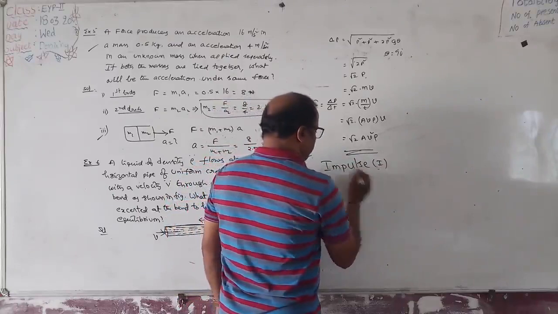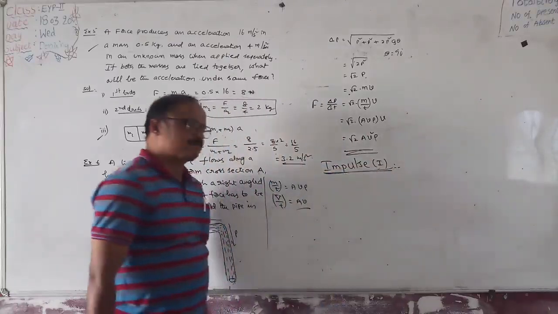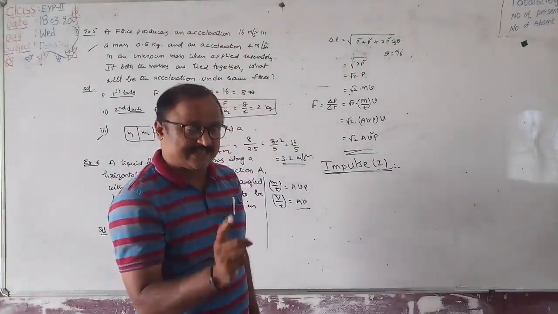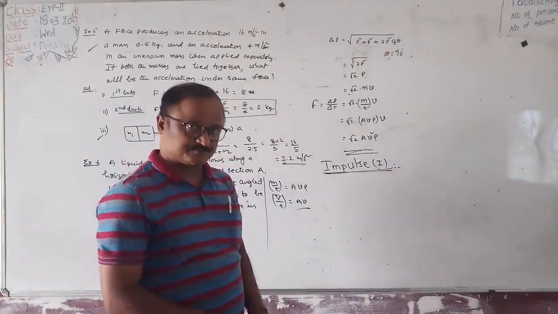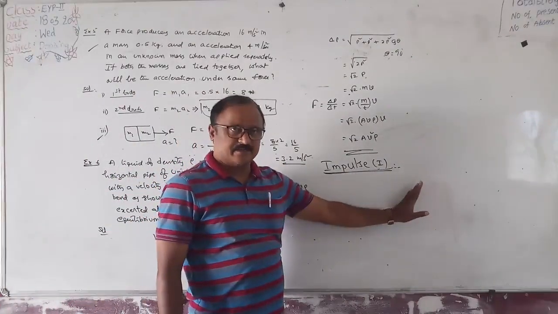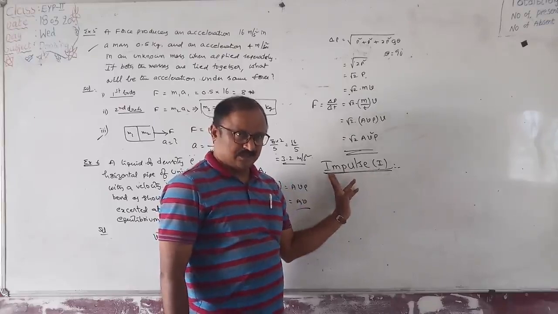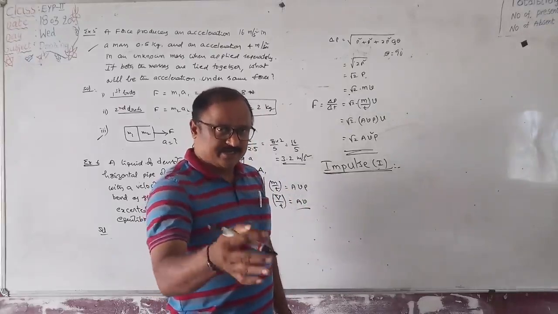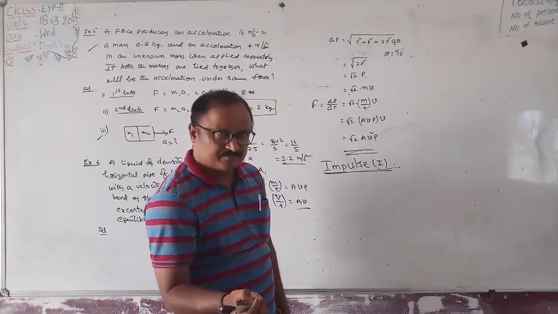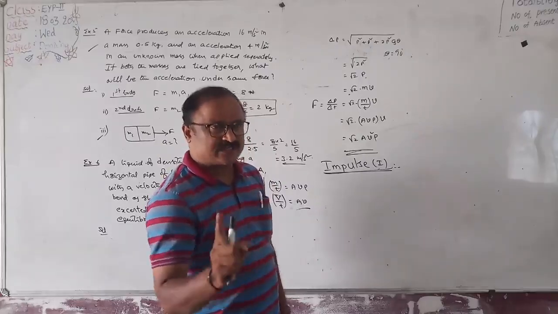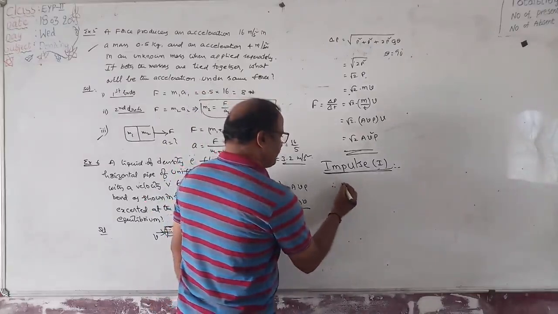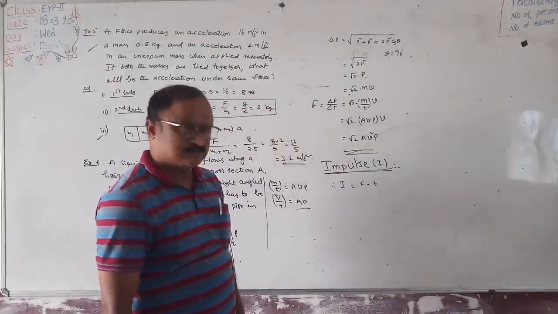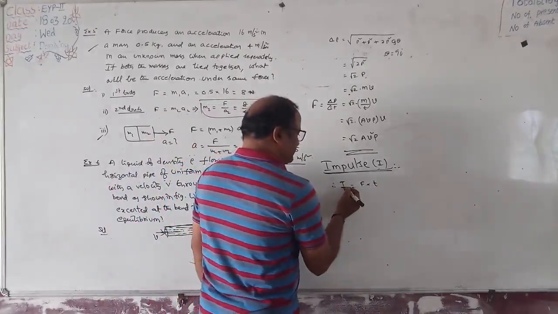Impulse. What is meant by impulse? Suppose a large force acts on a body in a small interval of time, then the product of force and time is called impulse. Very interesting concept. Linear impulse. When a large force acts on a body in a small interval of time, then the product of force and time is called impulse. Therefore, impulse I is equal to F into t, force into time, right? So again, impulse I is equal to F into t.